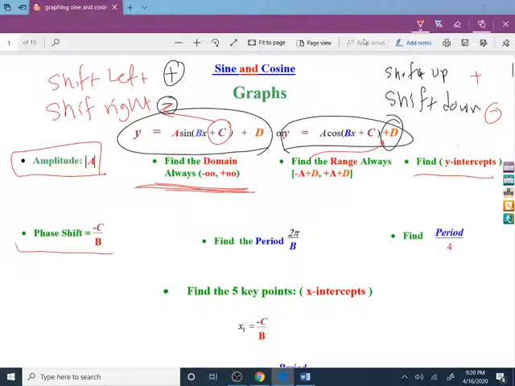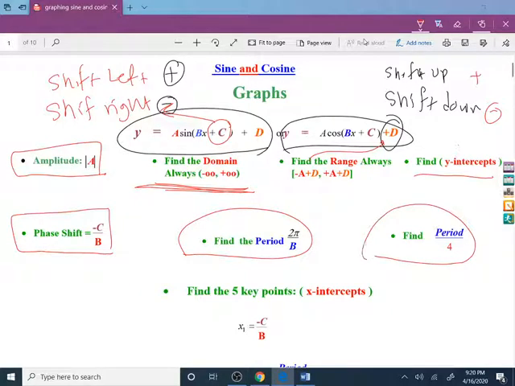Now something new: the phase shift, how much the shifting will be. The shifting will not be exactly the value C, it will be negative C divided by B, which is the coefficient of x. The period is the same, 2 pi over B. Then you have to find the period over 4.